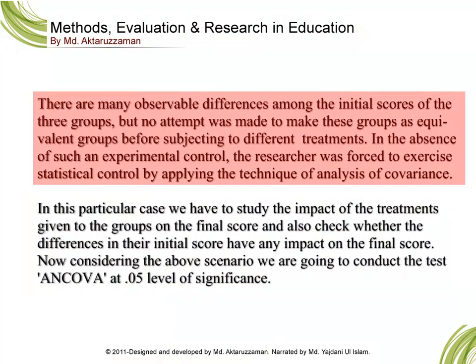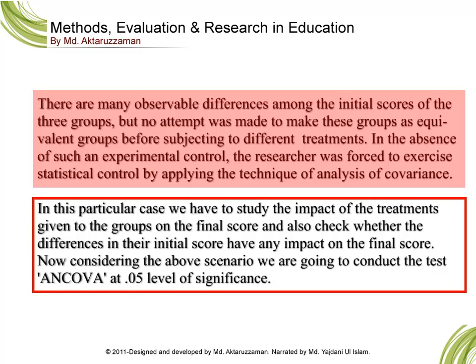There are many observable differences among the initial scores of the three groups, but no attempt was made to make these groups equivalent before subjecting them to different treatments. In the absence of such experimental control, the researcher was forced to exercise statistical control by applying the technique of analysis of covariance. In this particular case, we have to study the impact of the treatments given to the groups on the final score and also check whether the differences in their initial score have any significant impact on the final score. Considering the above scenario, we are going to conduct the test ANCOVA at 0.05 level of significance.